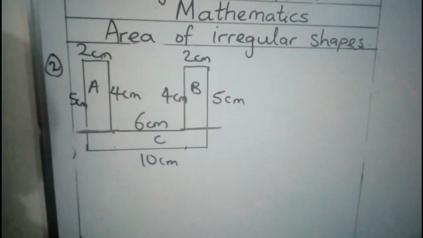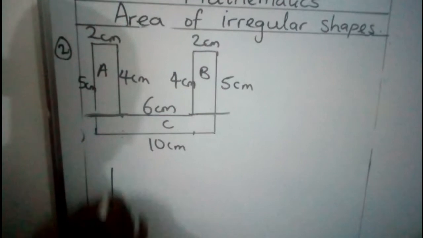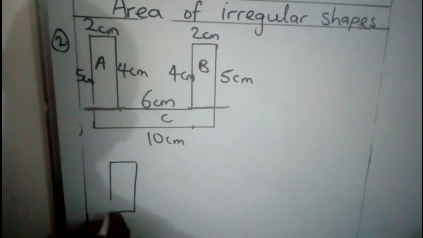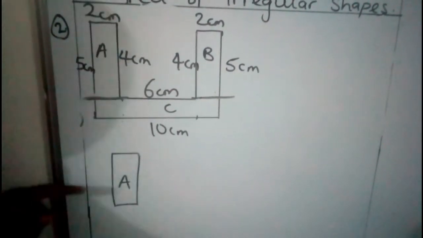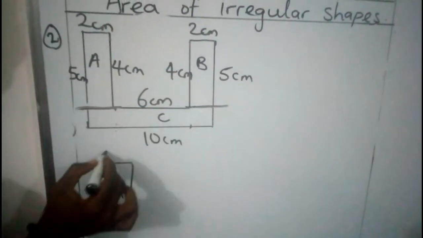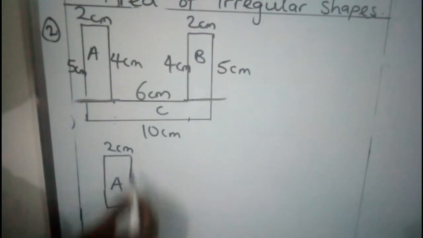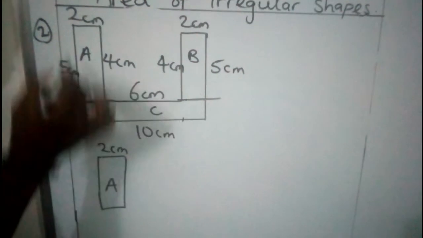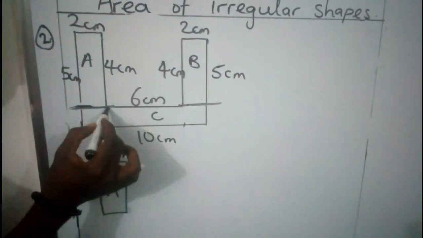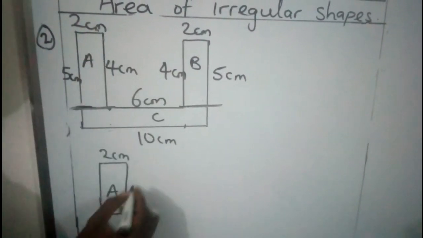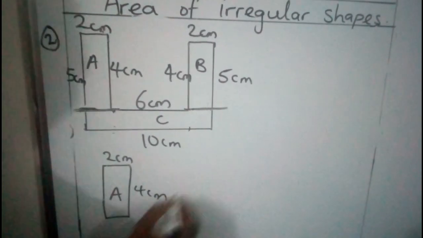So how do I achieve that? Let me start with A. This is my A. Now for my A, what is this side? It is 2 centimeters. And what is this length? This length will not be 5. Remember, entire length is 5, but we cut it off here. So it is here to here, which is now just 4 centimeters.